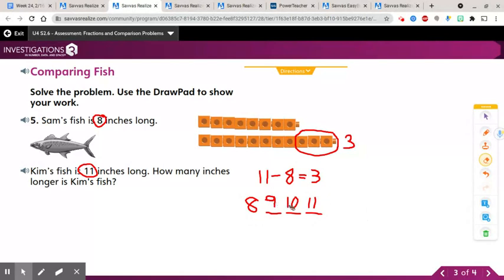And I can see how many spots I added up. I added 1, 2, 3 more spots. The difference between 8 and 11 is 3. And I could see there were 3 extra cubes. So I checked my work 3 different ways, and each time it was 3 inches longer. Okay? Great job working on that.